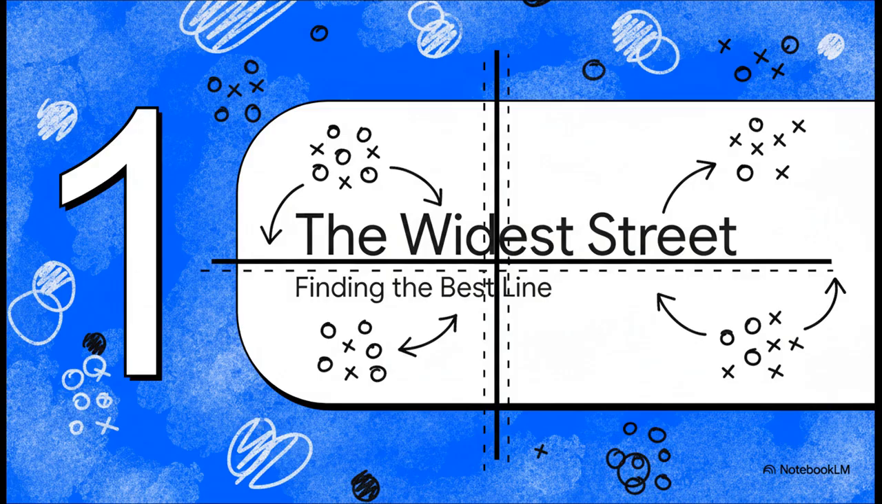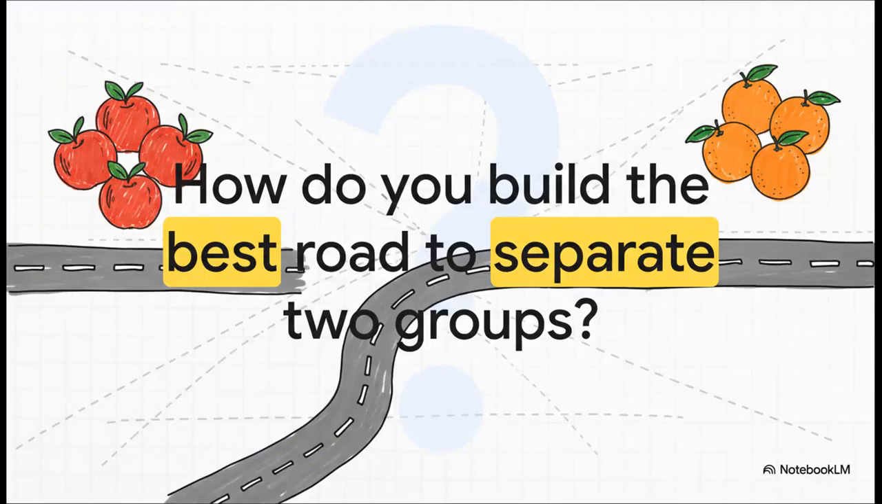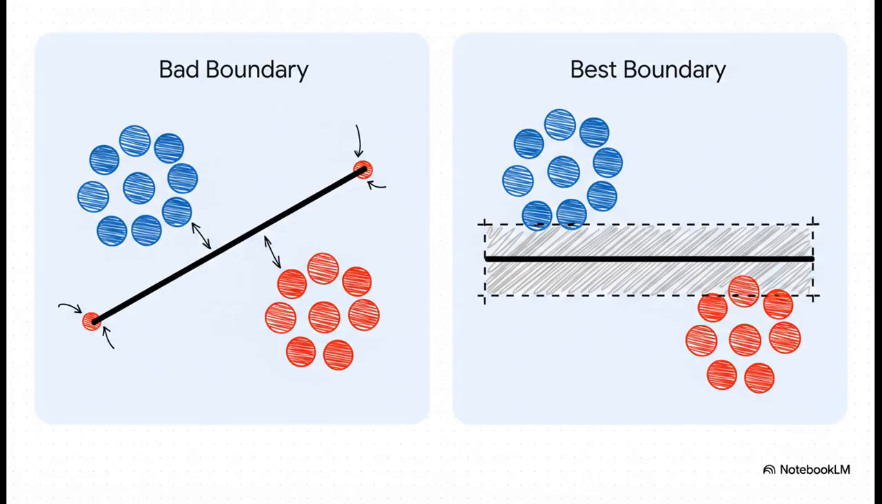The entire logic of an SVM really boils down to one simple, intuitive goal: finding the best possible line to divide our data. To make this super clear, just picture a field. You've got a bunch of apples on one side and a bunch of oranges on the other. Your job is to build a road that separates them. Sounds pretty straightforward, right? But what actually makes one road better than another? I mean, you could draw all sorts of lines that get the job done.